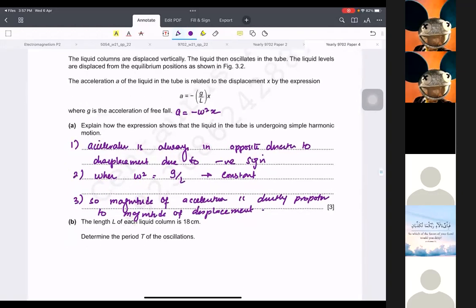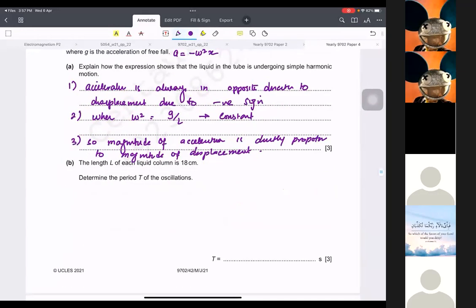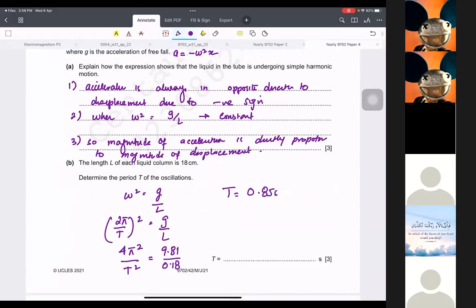Now, it says the length of the liquid is 18. Determine this. So we already know that omega square is equal to g upon L. Length is given. We need to find the time period, right? So we can replace this: 4 pi square over T square equals 9.81 over, and you got to change this to 0.18. So what is the time period? What did you guys do? 0.85 seconds. Very good.